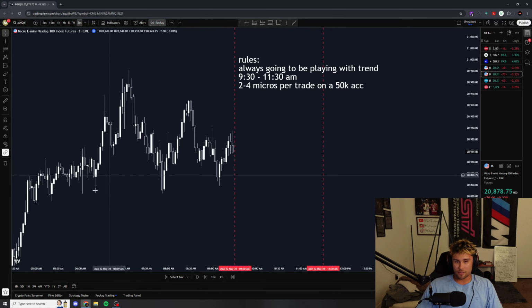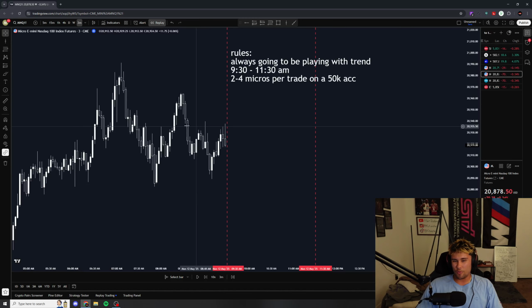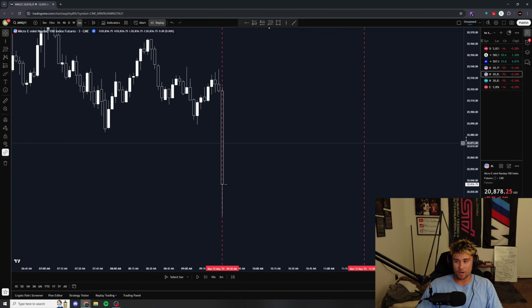Anyway, going into open, you can see that this is going to be a little trade recap as well. I'm going to show you guys the trades that I took today. But pretty much, as you can see, going into open, there wasn't a very defined trend. You can see we were chopping around a little bit. So I'm waiting for open to see what happens.